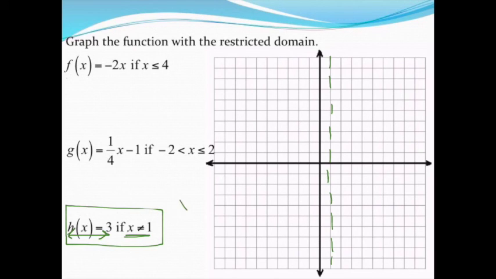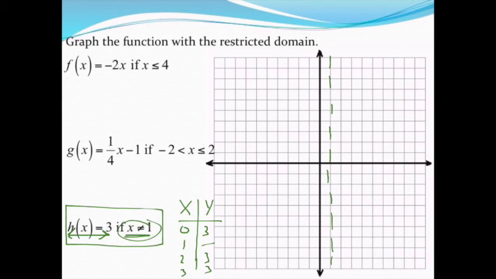If I try to make an XY table, watch kind of what this looks like. It says my output is 3 no matter what. So no matter what numbers I plug in for x, whether it's like 0, 1, 2, 3, my output is 3, with one exception. It says if I plug in 1, nothing happens there. So at 1, there's just going to be a blank space.